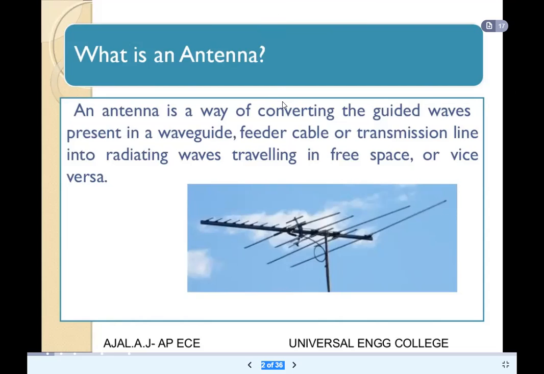In that, unit first is fundamental theory of radiation and radiating element. 8 hours are allocated for unit first. In that unit, we see the definition of antenna, the radiation pattern for this antenna, different types of antenna, and some important parameters related to this antenna.